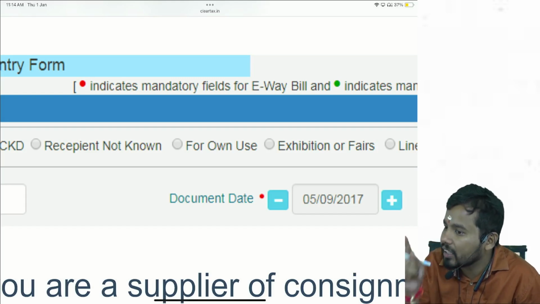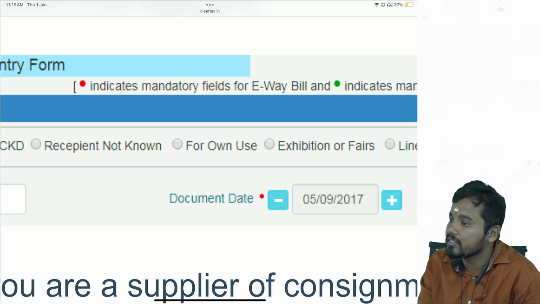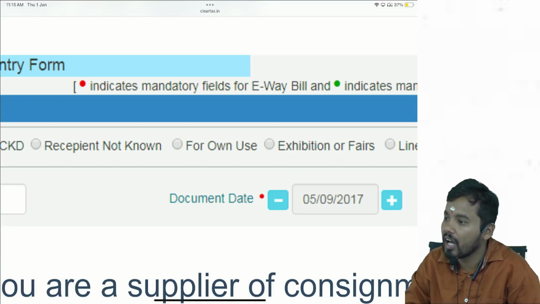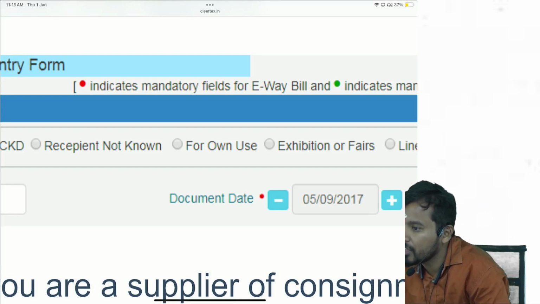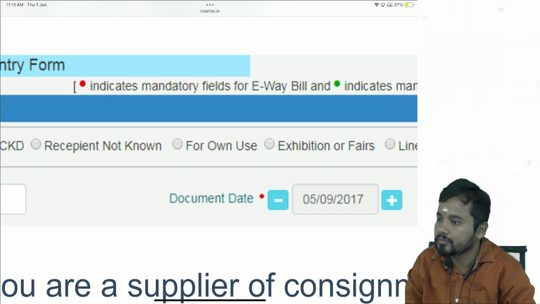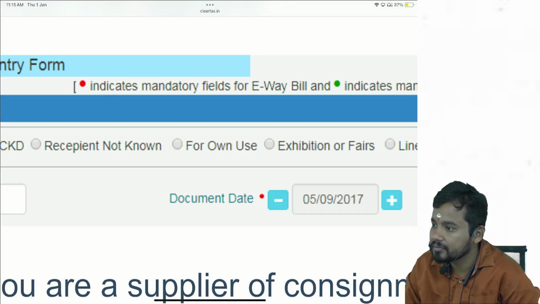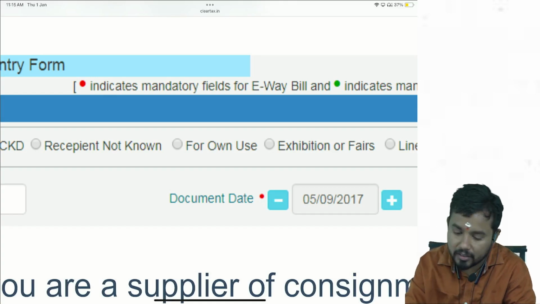But the only factor you have to check was the value of the consignment. Consignment value above 50,000 or below 50,000. Consignment value not exceeded 50,000, sir, then not required. Consignment value exceeded 50,000, then required. Able to understand? Okay, na?